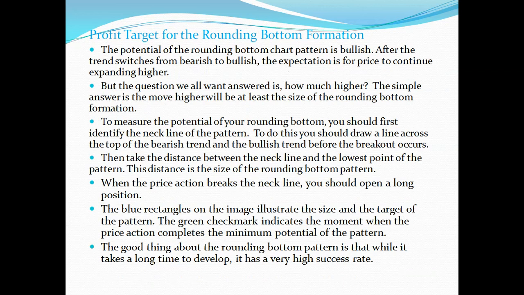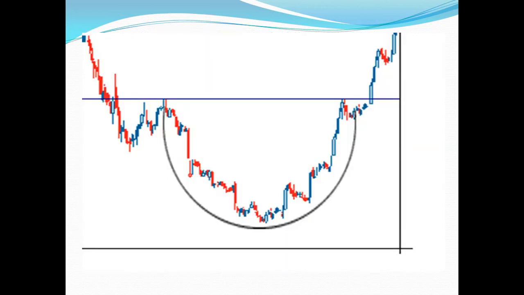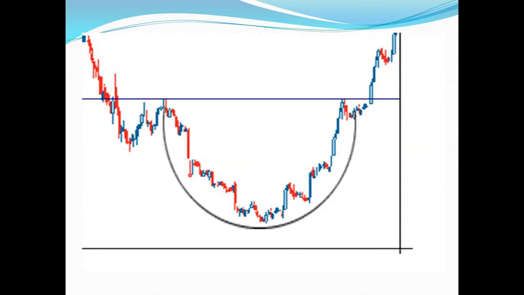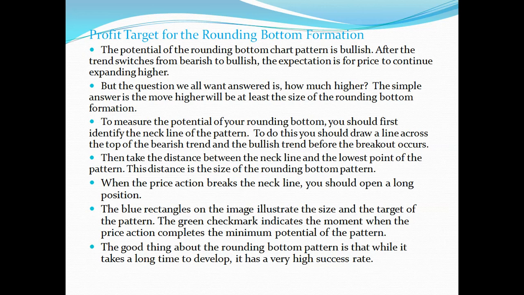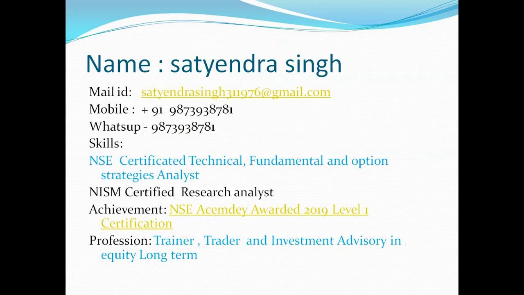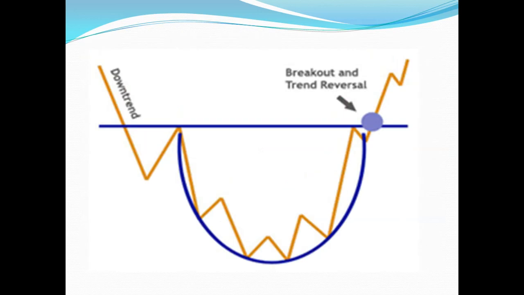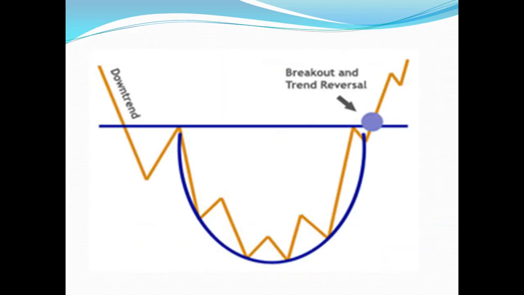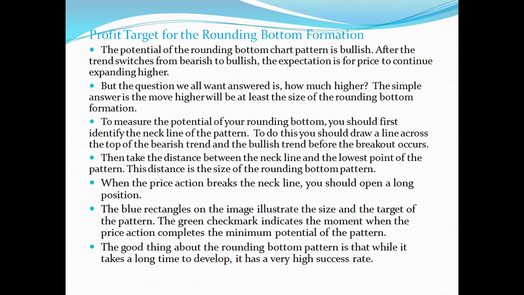The blue rectangles on the image illustrate the size and target of the pattern. The green check mark indicates the movement when the price action completes the minimum potential of the pattern. So you come here and see the green. From this point you can see the breakout and target that I will show you.